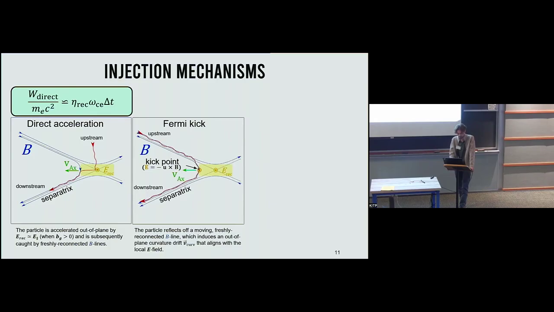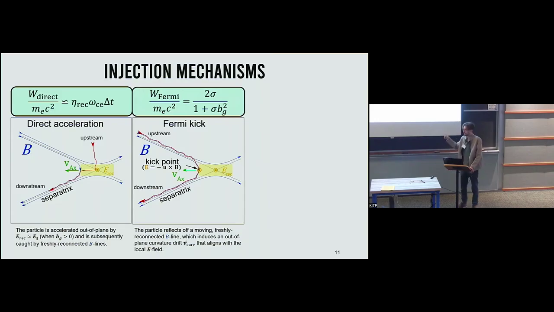Second, we have a single Fermi reflection off of a reconnection outflow. If you treat the kick as a 1D particle collision, you can calculate the amount of work done to this particle. And one finds that it scales linearly with sigma, but only if the guide field is small compared to sigma to the minus 1/2. Otherwise, this mechanism is suppressed quite dramatically, and you'll have something like independent of sigma for the work done. And that has also been confirmed by several injection studies.